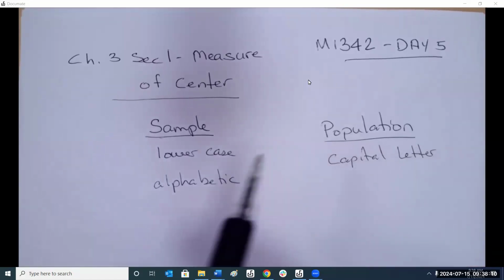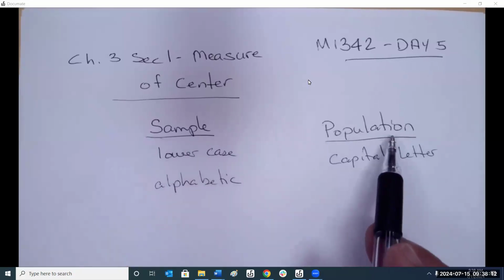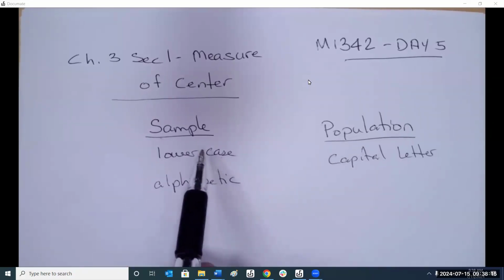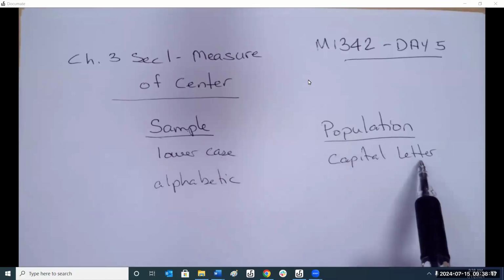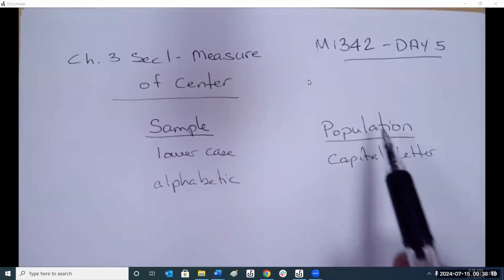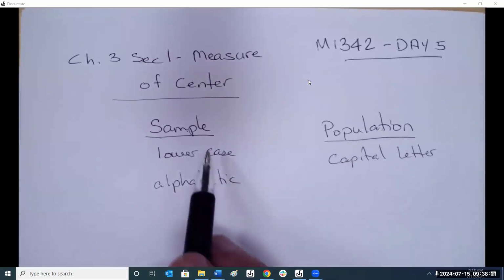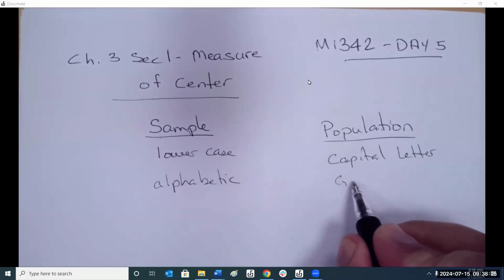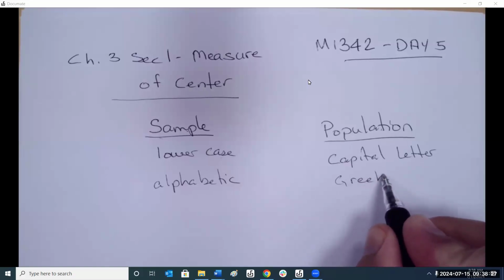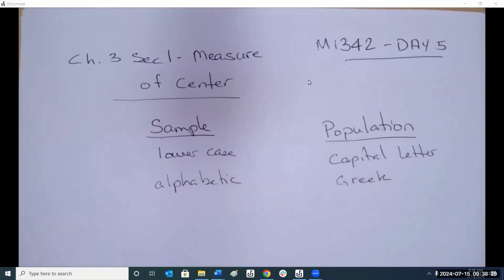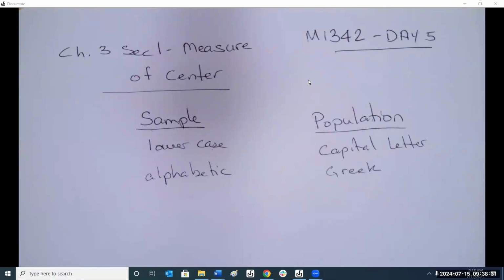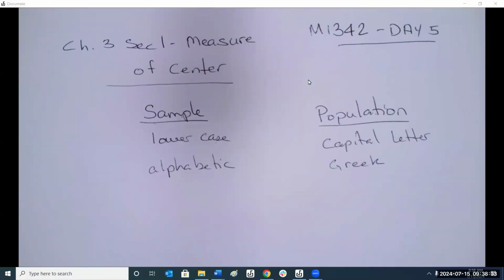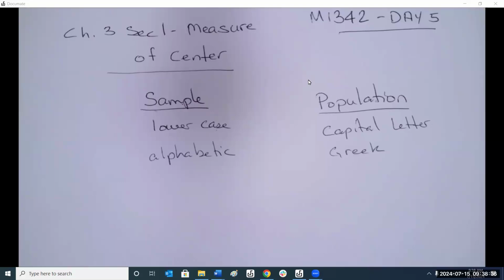So whenever we talk about sample versus population, lowercase letters represent samples, capital letters represent population. Alphabetic letters are used for samples, but then to represent the population, we use Greek letters. That's going to be apparent in the next section, more so in the next.